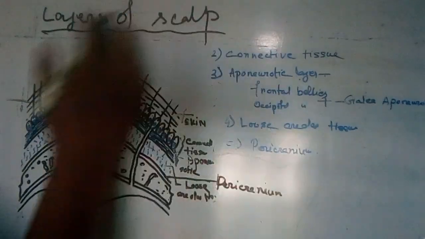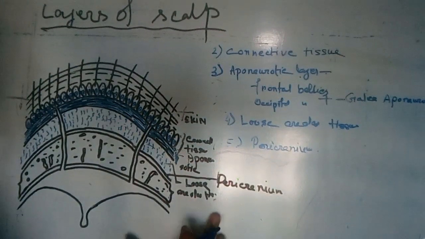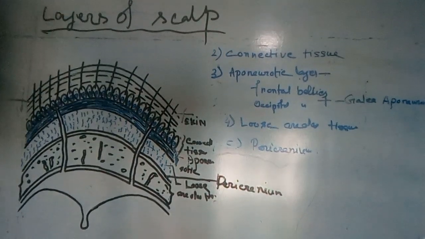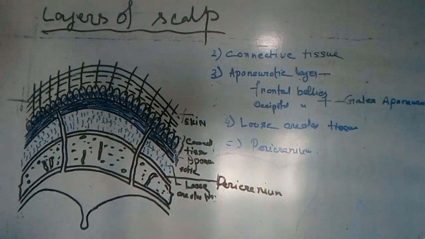So these were the five layers of the scalp, with a brief description of all these layers.